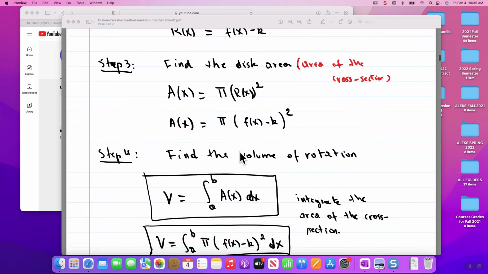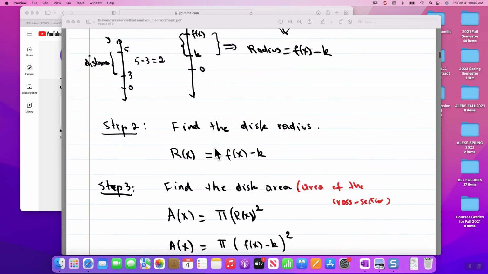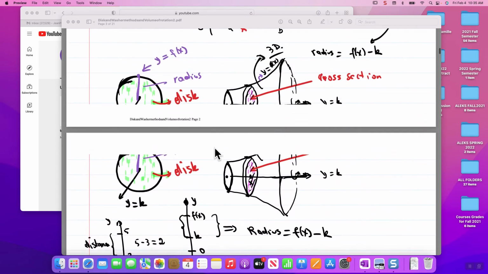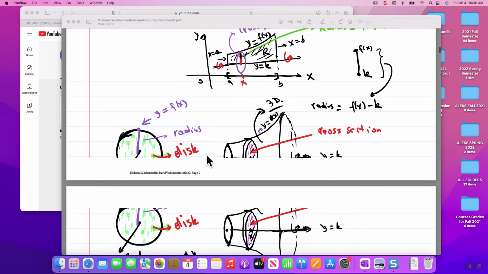Now, to find the volume of rotation, what you do is you integrate the area of the disk. So you're going to integrate A of x from a to b. Why? Because when you look at the region, it is bounded in terms of x by x equals a and x equals b. So that gives us the limits of integration.